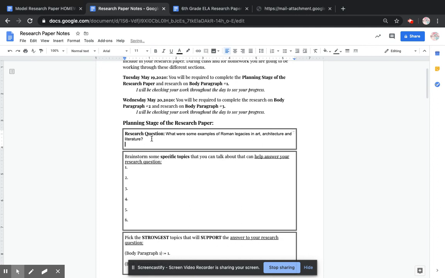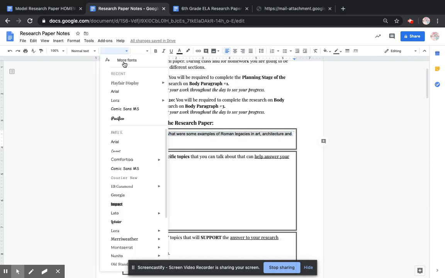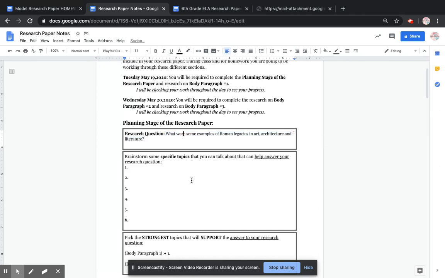so that way I know what my research question is, so I can refer back to it. So what were some examples of Roman legacies in art, architecture, and literature? So now I'm going to brainstorm some specific topics that I can talk about to help me answer this research question. What are some examples of legacies in art, architecture, and literature?